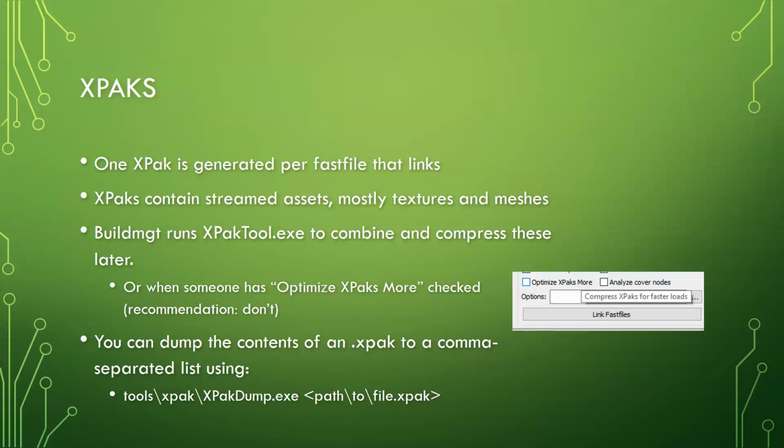If you're curious about what's in an XPack, like I just explained, it's got a header and then pointers via hash to a bunch of different data locations. You can run this tool in tools XPack called xpackdump.exe and then put the path to the XPack file that you're curious about, and it'll give you a CSV. So you could output that to a .csv file, open it in Excel, filter it, add things, mess around with it that way. It can be kind of interesting. It might not be totally practical, but if you're curious, you can play with that.